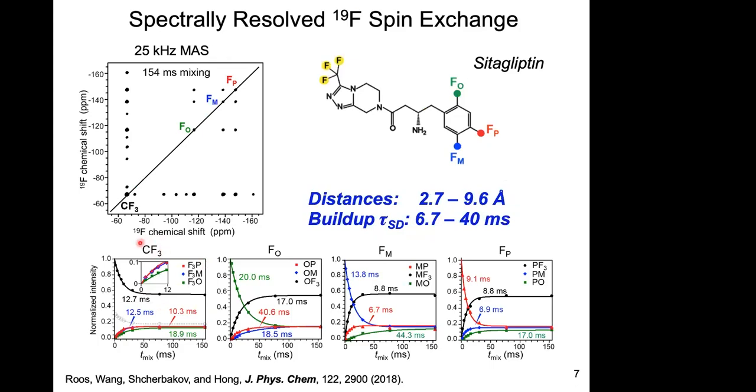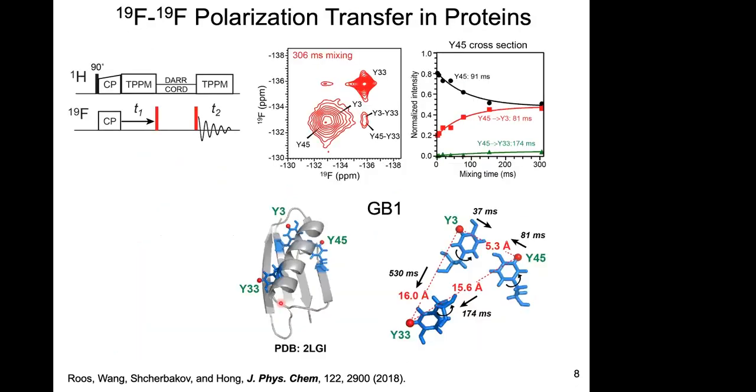So let me just look at the CF3 cross-section, again drawing this line here. And I see cross peaks populated by about 150 milliseconds to all of these other three aromatic fluorines. And the build-up time, the red one here, is about 12 milliseconds, and 10-ish, 19-ish, and then the diagonal intensities drop down in here, right? So I have a lot of build-up rate constants, or build-up time constants, whatever you want.